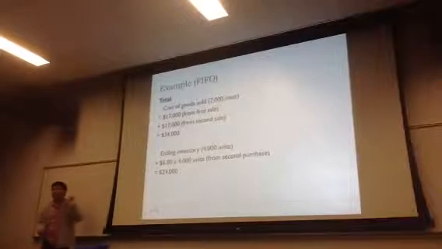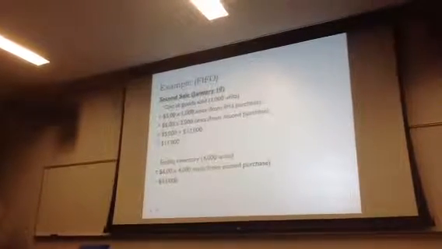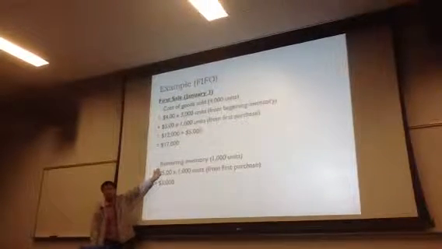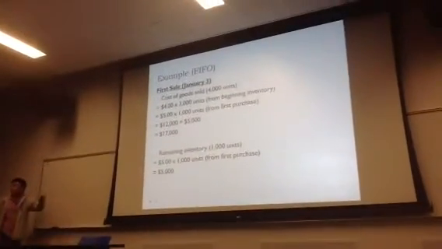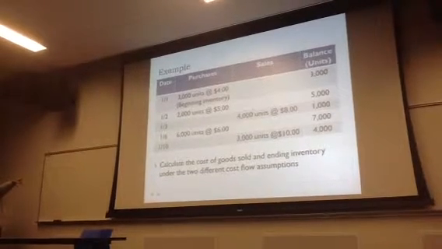What is left is 4,000 units, which is $24,000. Be careful, do not add this ending inventory in as well, because this one here has been sold. Ending inventory only refers to the one that is left at the very end, which is the 4,000 units.